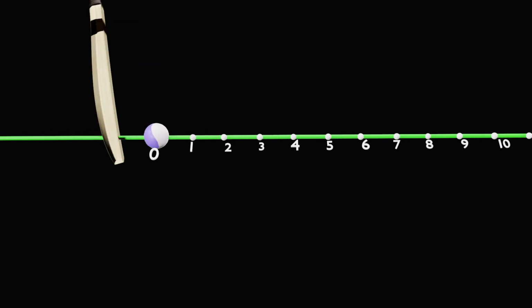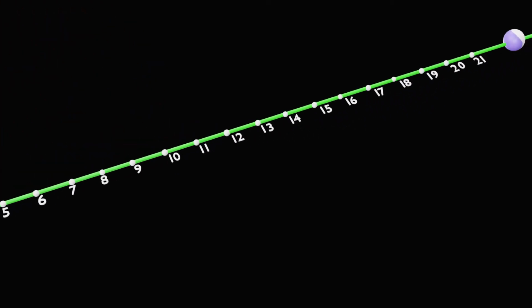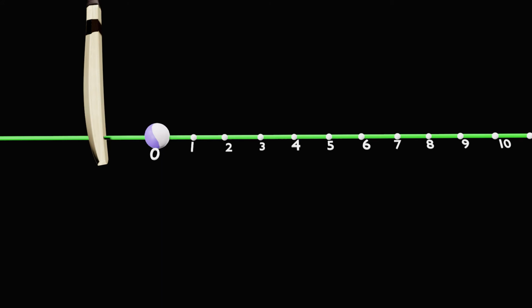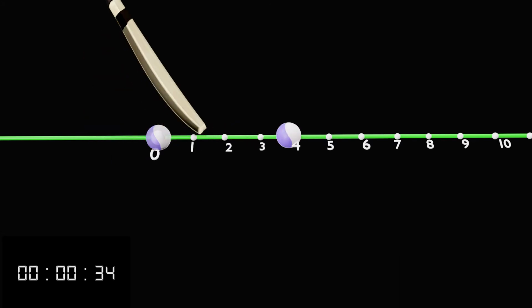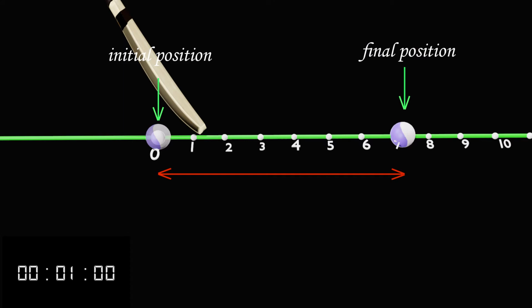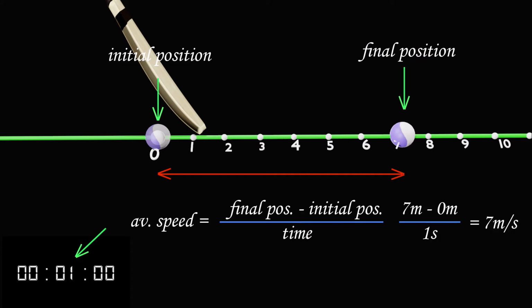So, when we hit the ball, it changes its position continuously with respect to a reference point. Let's record this continuous change of position with the passes of time with the help of a clock. You can see that it has traveled 7 meters in 1 second. So, from the definition, we can see that the average speed of the ball is 7 minus 0 divided by 1, which is equal to 7 meters per second.